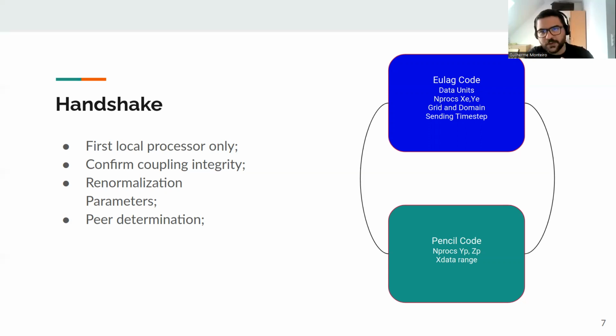Other things that are important in this communication are the units. Eulag uses SI units while Pencil uses its own. So it's important for you to determine which units you are using so that Pencil can renormalize the data when it comes. So it says, okay, I have a renormalization factor for velocities. I'm receiving velocities now, I will renormalize the data, or time, or whatever. And this is all done in the handshake. It's quite fast. It doesn't take a minute to do all this exchange of information. And another thing is the peer determination is also done here.